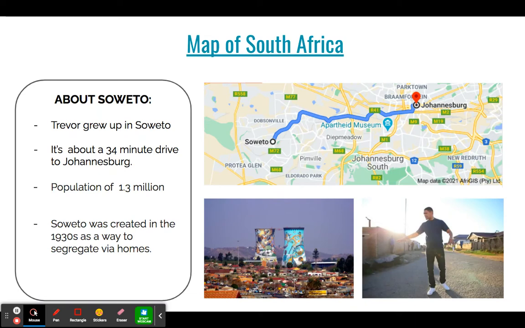An important historical note about Soweto is that it was created in the 1930s as a way to segregate Black people from white people via their homes. They decided to build this city and move all the Black people there as a way of segregation, which we learned about with apartheid: crazy institutionalized segregation and discrimination.